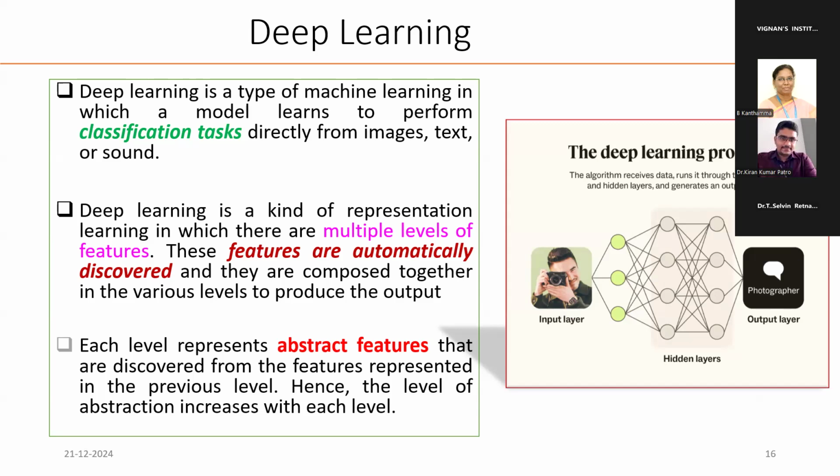If you observe the image on the right side, this is the input layer, your data. These are the hidden layers. These are the output layer. So in deep learning, we have the input layer, hidden layers, and output layer. The purpose of the hidden layer is extracting the useful features from your input data automatically. So this is about the deep learning process.